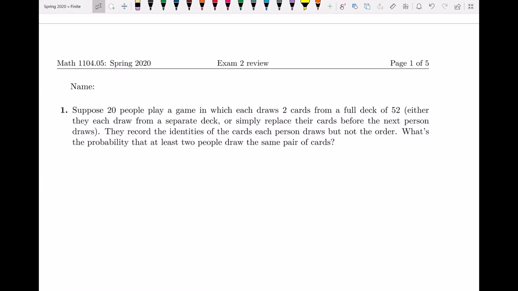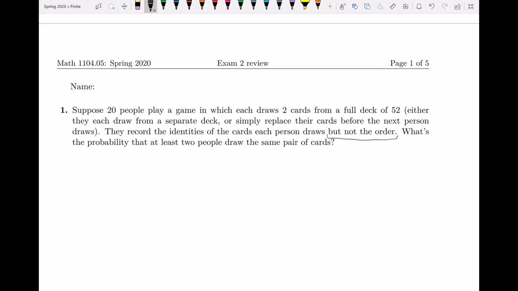Suppose 20 people play a game which each draw 2 cards from a full deck of 52. They record the identities of the cards but not the order. Alright, that's important. What's the probability that at least 2 people draw the same pair of cards?